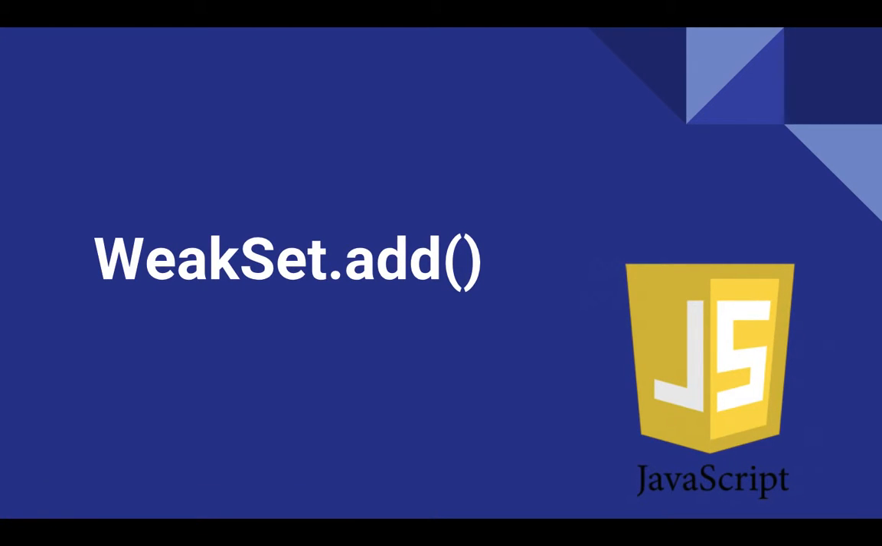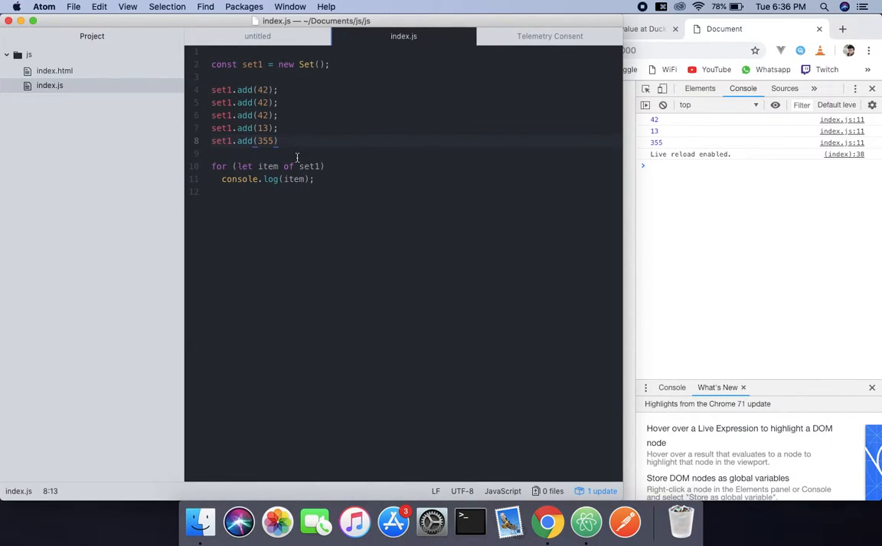Assad here, and you're going to learn about WeakSet. Like Set, it's a weak form of Set. The add method appends a new object to the end of a WeakSet. So let's begin.